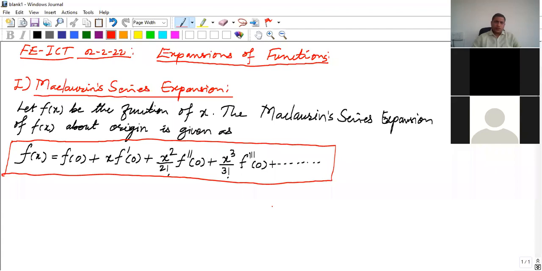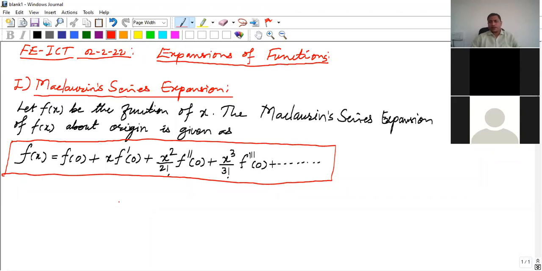Now we have to use this formula. To use it, we have to calculate the value of f at 0. We have to calculate its derivative and the value at 0, the second order derivative and its value at 0, and the third order derivative and the value of that derivative at 0, and so on, and then put it in the formula. So we are able to get the Maclaurin series expansion for any function.